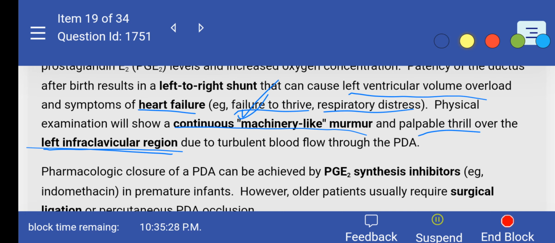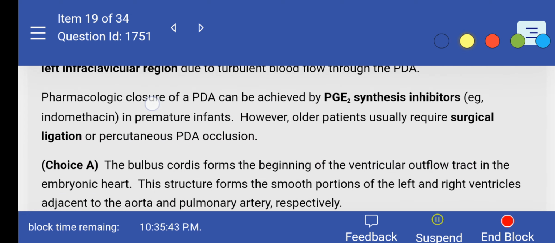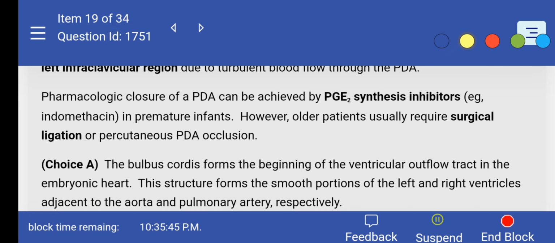Pharmacologic closure of a PDA can be achieved by prostaglandin E2 synthesis inhibitors, for example indomethacin, acetaminophen, etc. We can also use those in premature infants, right? However, older patients usually require surgical ligation or percutaneous PDA occlusion, right?